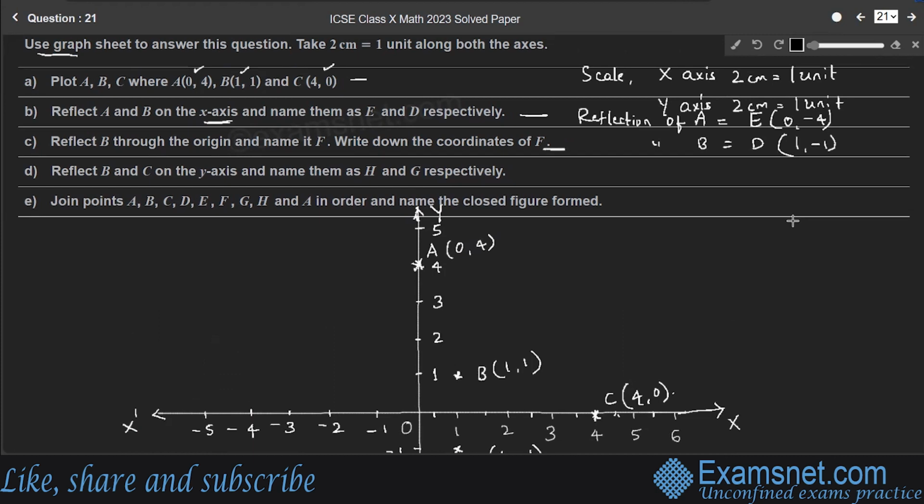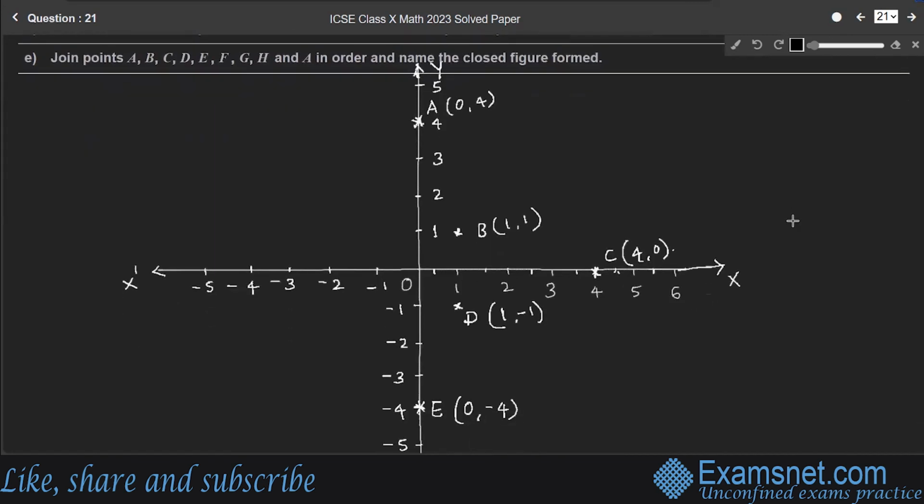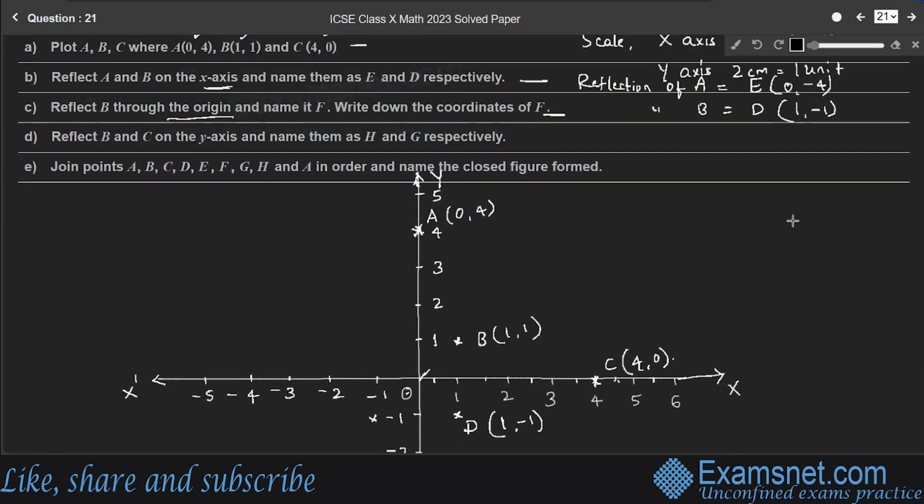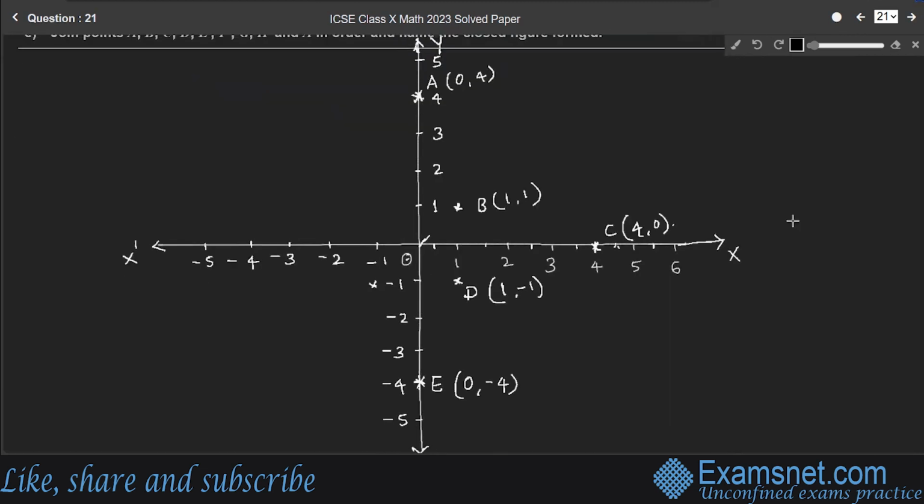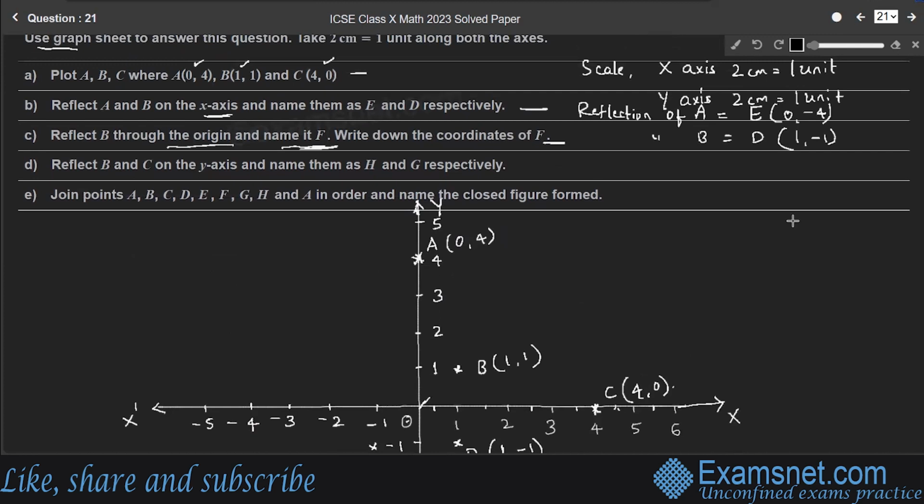And the next question is, reflect B through the origin. Reflect B through the origin means along the diagonal, right? Through the origin, we have to reflect B. Therefore, its coordinates will be minus 1 and minus 1, which is in the 3rd quadrant. Name it F. Write down the coordinates of F. So, coordinates of F are minus 1 and minus 1. Right?